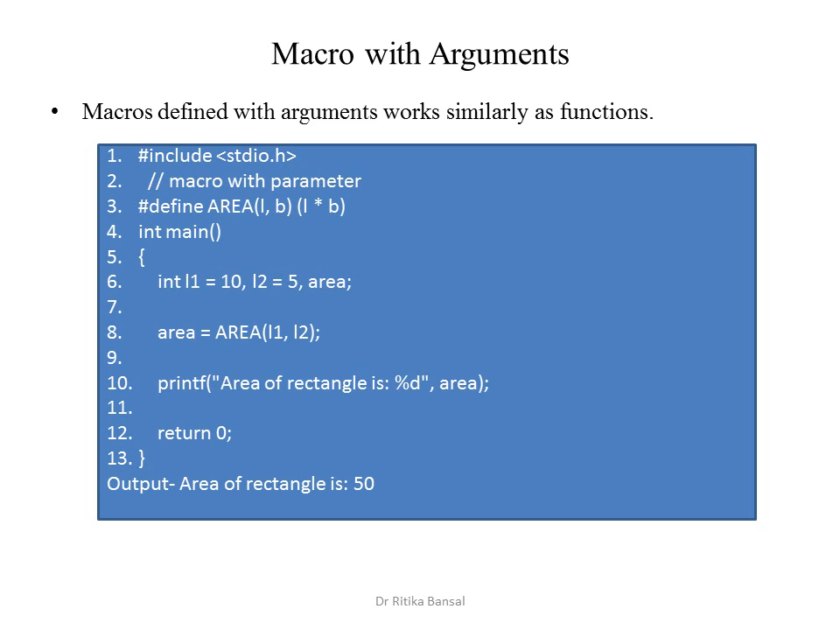Now come to the main section. In line number 6 you are defining int L1, L2 and area. L1, L2 you have initialized with 10 and 5 value. In line number 8 you are calling area is equals to area, capital area. Capital area is the name of the macro. It means macro is called, but with macro calling you are passing 2 values L1 comma L2.